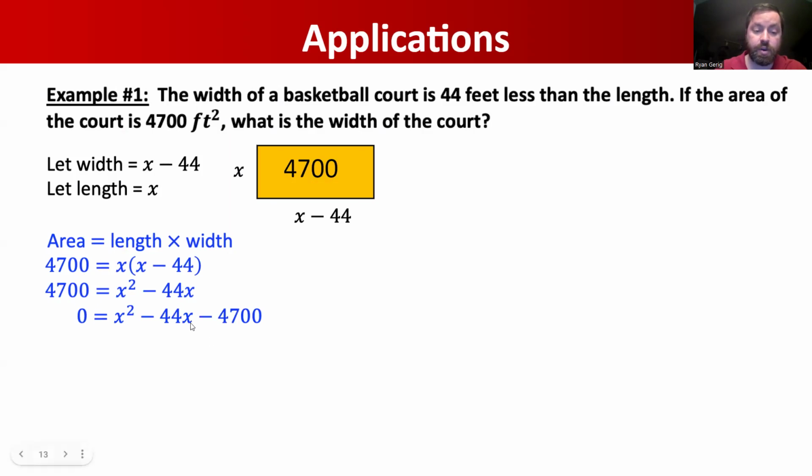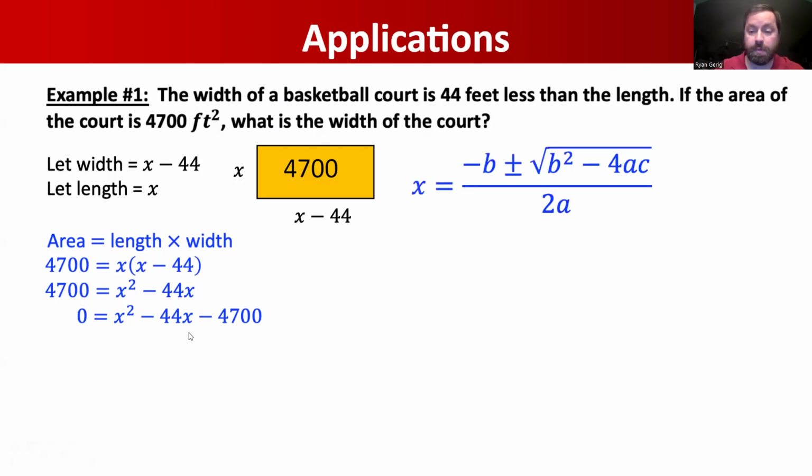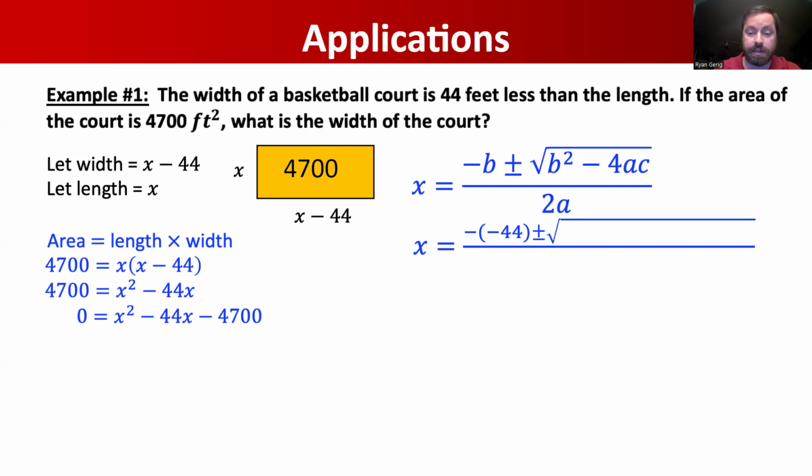There's my quadratic. Could I find the factors? Maybe. I don't want to spend the time doing it, though, so I'm going to go straight to my quadratic formula. This is a pretty complicated one with some big numbers. Good idea to go to the quadratic formula. So let's go ahead and do that. So negative b, and b is negative 44. So negative 44 plus or minus the square root of negative 44 squared minus 4 times 1. A is 1, and c is negative 4,700. All over 2 times 1.